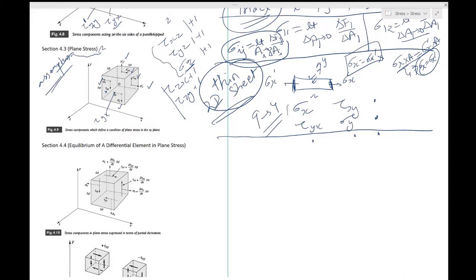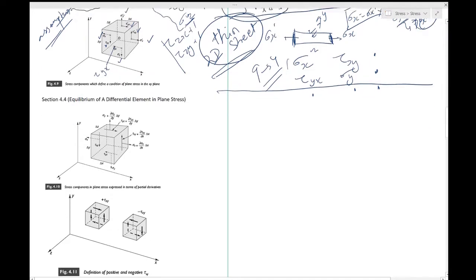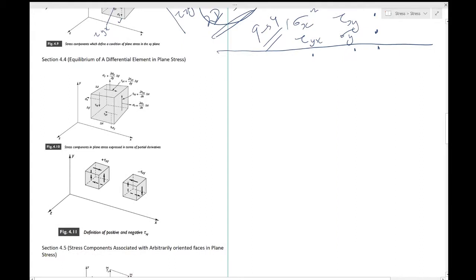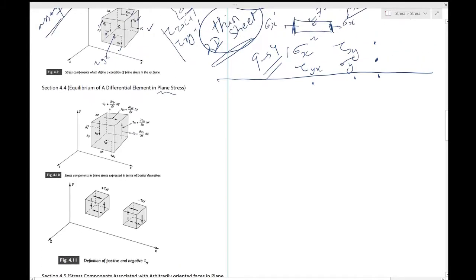Okay, so let's now move to this next topic, which is the equilibrium of a differential element in a plane stress condition. We are now moving with this assumption of plane stress, in which we will only have some components. So I think we have to make some changes in this figure just for the corrections, and because we have learned our theory so well, I think we are in a good position to make those corrections. So let's start with this.